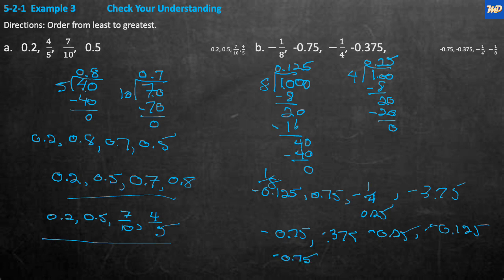And then the next one in line is the 375. That's the number itself, 375. So negative 0.375. And then the next one in order is the 0.125, which is the 1/4, so it's negative 1/4. And then the last one is the negative 1.125, which is the negative 1/8. And that's our order on those.